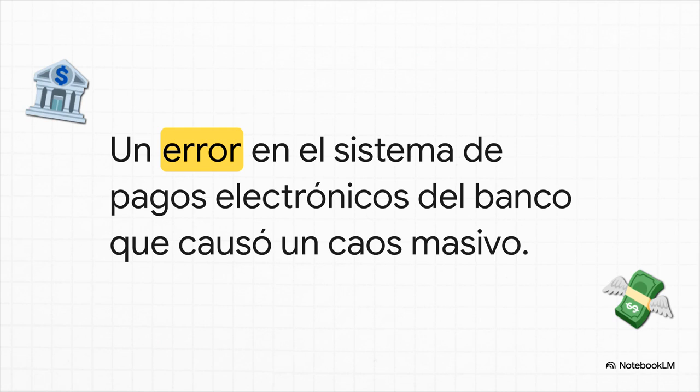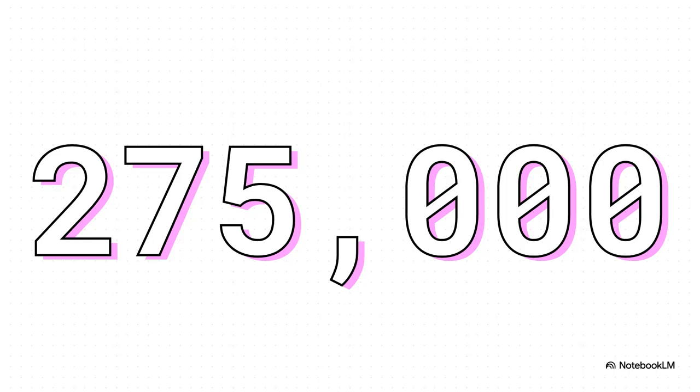Now let's head over to the world of finance. Back in 2015, a glitch in the HSBC Bank's payment system over in the UK caused absolute chaos. Their main system went down right before a major holiday weekend, leaving 275,000 payments completely unprocessed. We're talking salaries, mortgage payments, everything just frozen. And guess what? Once again, the culprit was a system update that just wasn't tested properly.